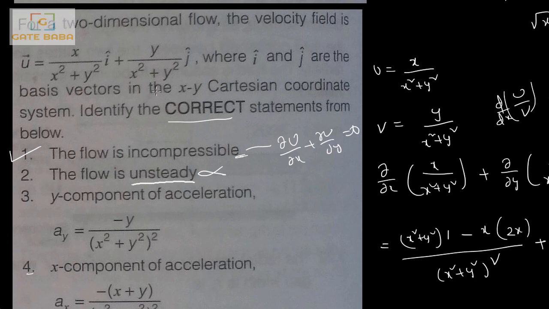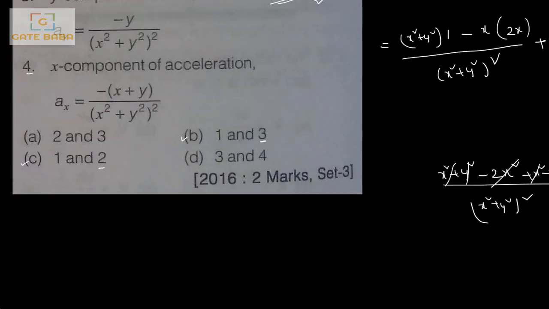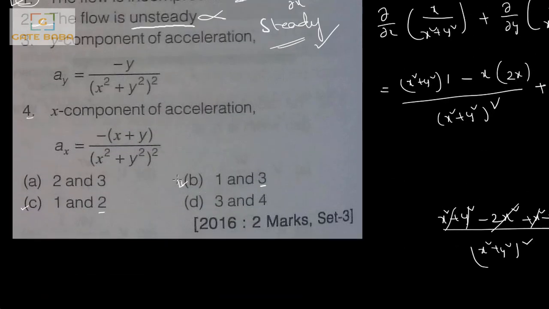If some component of time is there, then the flow is varying with time. The velocities are varying with time at a given cross section. Here the time component is not present, so the flow is definitely steady flow. Why? Because there is no time component in the given equation. So two options can be eliminated. So the only option including 1 is option 1 and 3. Option B is correct.